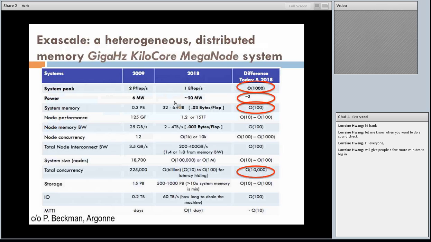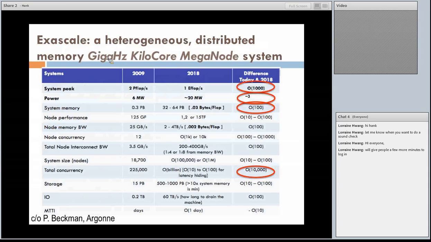So this slide comes from Pete Beckman at Argonne. It's a little bit dated, but I love the slide. Pete's a creative guy, and I love the title here. He says, Exascale is a heterogeneous distributed memory, and this is the part I like, gigahertz, kilocore, meganode system. So gigahertz refers to the clock speed, kilocore refers to the number of cores per node, so that means thousands of cores per node, and meganode means there's going to be about 1 million nodes in the system.